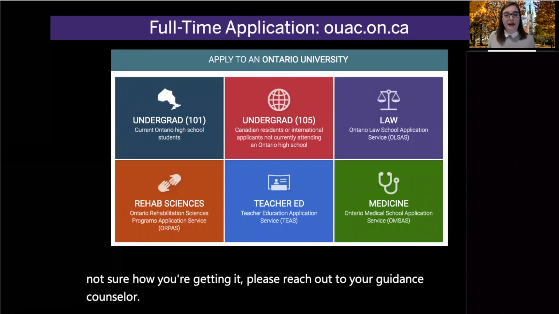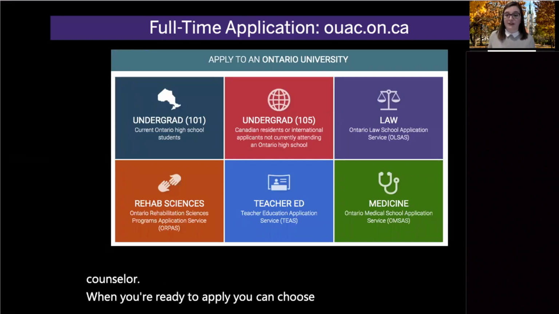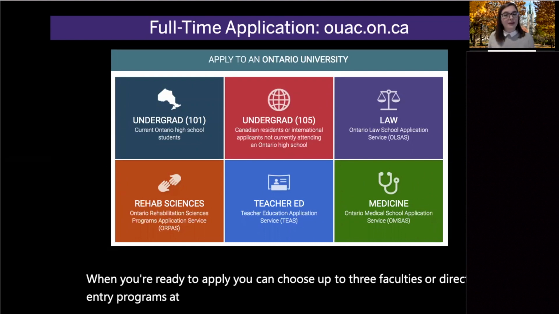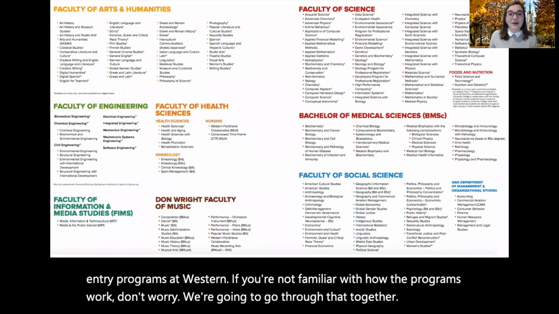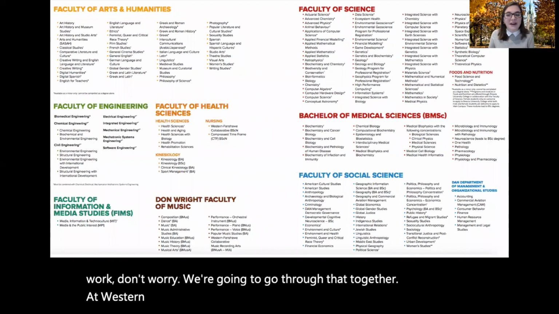When you're ready to apply, you can choose up to 3 faculties or direct entry programs at Western. If you're not familiar with how the programs work at Western, don't worry. We're going to go through that together now. At Western, we have hundreds of programs, and they each fall underneath a faculty.